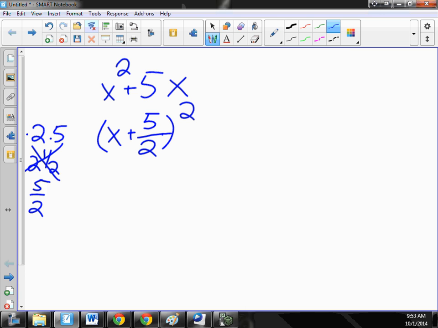Well, 5 over 2 squared, what's 5 squared? 5 squared is 25, and 2 squared is 4. And that's how we're going to multiply those out. You can do those in your head. You don't need a calculator. You just square the top and square the bottom.